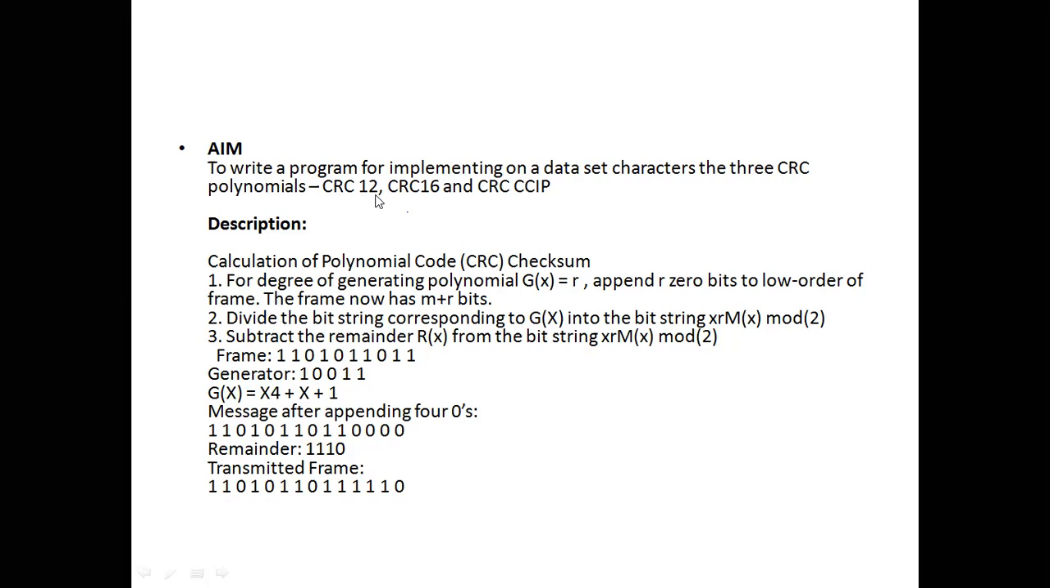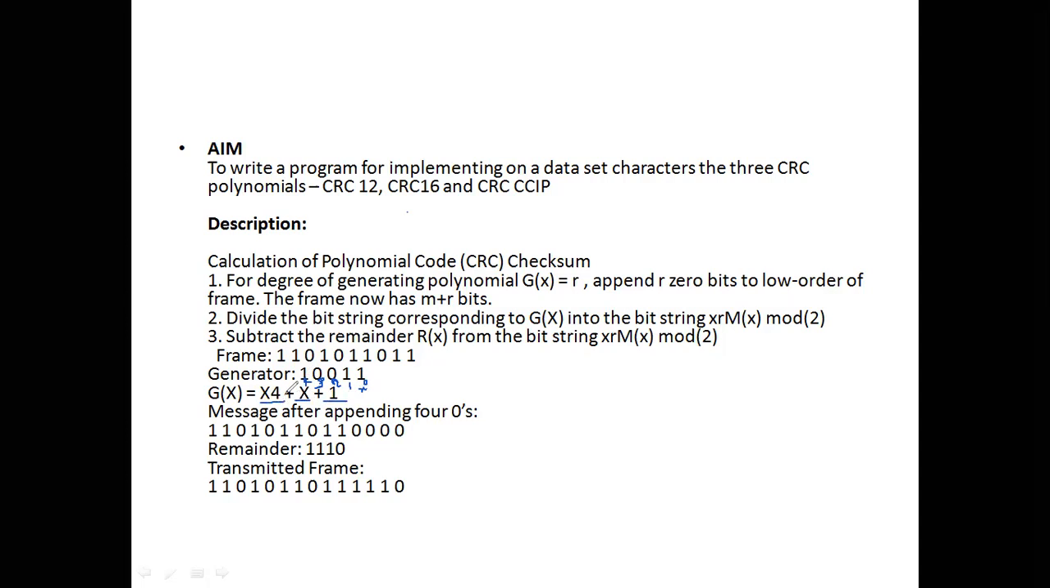Okay, so when coming to CRC 12, CRC 16, CRC CCITT polynomials, CRC 12 means 12 degrees will exist in the polynomial. See here in the generator polynomial, this is x power 0, x power 1, x square, this is x cube, x to the power of 4. Okay, so here x cube and x square are missing, so we will not be writing any polynomial term there. X to the power of 4, x plus 1.